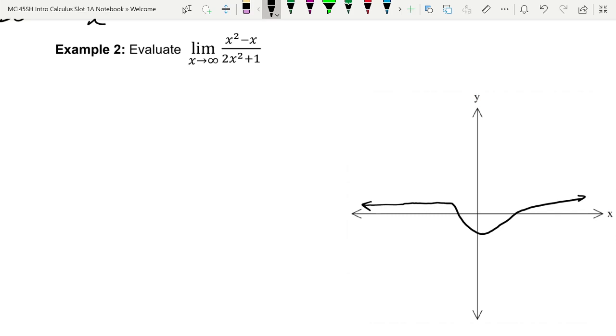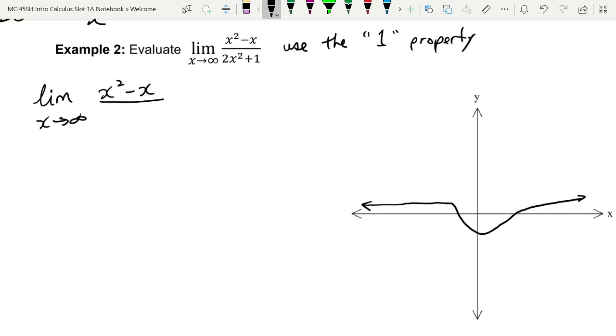All right, so some infinities are bigger than others, and sometimes we can do algebra tricks to avoid them. So here's our algebra trick for this one. We are going to use our old friend, the 1 property. Remember that you don't change the value of an expression if you multiply or divide it by 1. So here's what my 1 is going to look like on this one. Can you see that? Sorry if I'm writing too small. That's my 1.